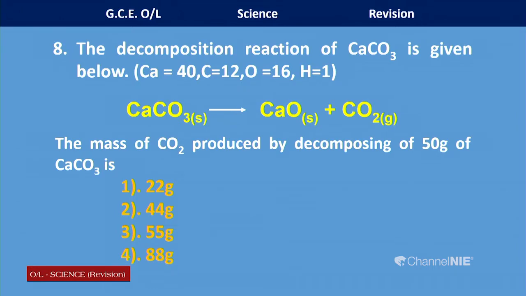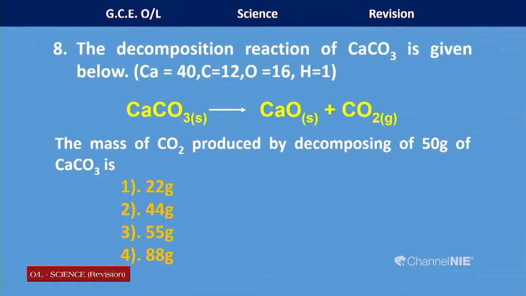Calcium carbonate is a solid. When you decompose calcium carbonate you get calcium oxide, which is a solid, and carbon dioxide gas. This is a thermal decomposition reaction, and there are 4 types of reaction; this comes under thermal decomposition. Calcium carbonate gets decomposed to a solid and a gas. The reaction occurs at high temperature, around 900 degrees Celsius.